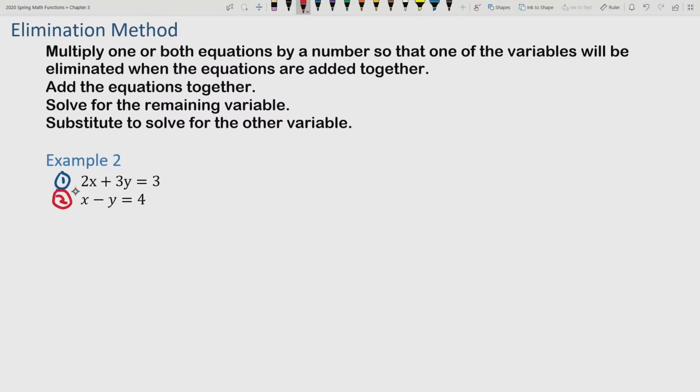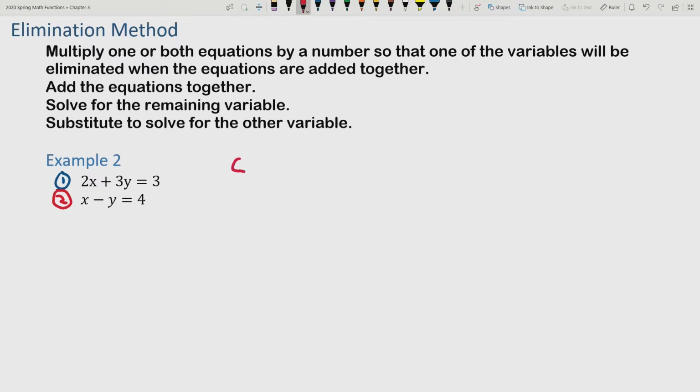So I want to multiply one of these equations by a number so that when I add the two equations together, one of the variables will go away. Here, I have 2x, and here I have x. Here I have 3y, and I have a negative y. If I multiply the second equation by a 3, then I'll have a negative 3y here. That will cancel with this 3y, and that will eliminate the y's. So what I'm going to do is multiply equation number 2 by 3.